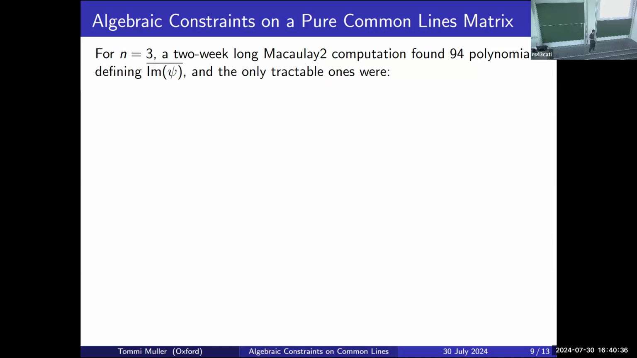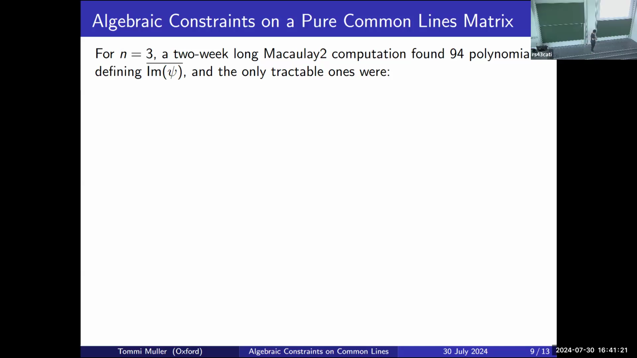So one can do this. One can look at the closure of the image of psi, in the simplest case possible, n equals 3 images. You can run this on Macaulay2 to do a primary decomposition. It will take 2 weeks, and you will find 94 polynomials that define this primary decomposition. And the vast majority of them are quite horrendous. They're extremely complicated polynomials that are unusable and take 200 pages to write out. So it's a crazy mess.